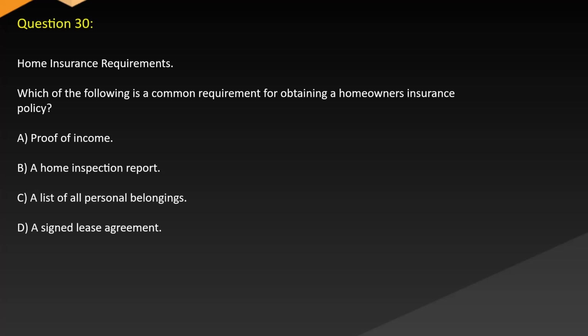Question 30. Home insurance requirements. Which of the following is a common requirement for obtaining a homeowner's insurance policy? A. Proof of income. B. A home inspection report. C. A list of all personal belongings. D. A signed lease agreement.